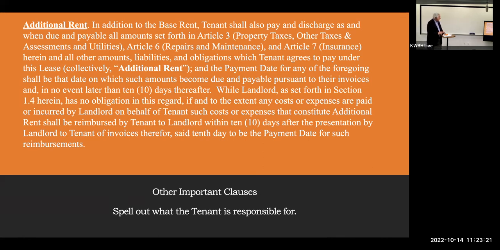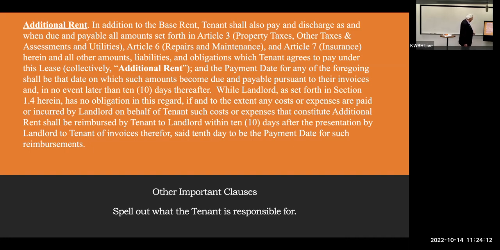So you have this clause that I always put in a net lease. In addition to the base rent, tenants shall also pay and discharge as and when due and payable all amounts set forth in this case, it was Article 3, property taxes, other taxes, assessments, and utilities. In Article 6, repairs and maintenance. And Article 7, insurance. Herein, and all other amounts, liabilities, and obligations which tenant agrees to pay under this lease. This is collectively the additional rent.